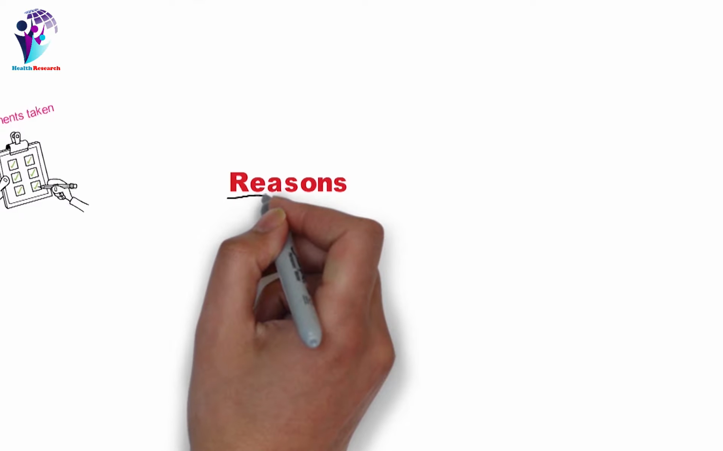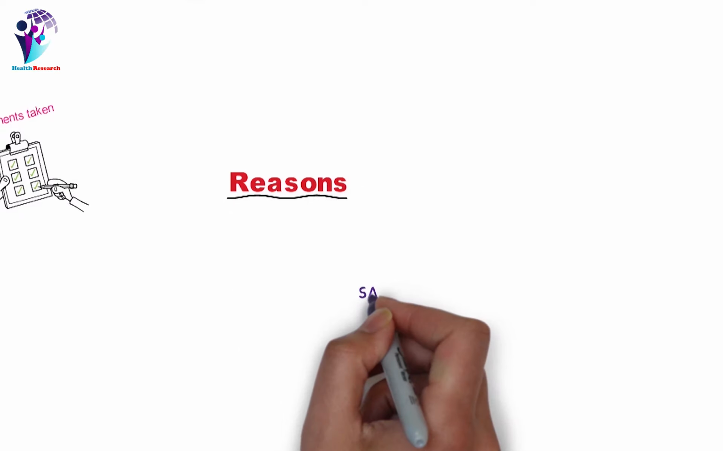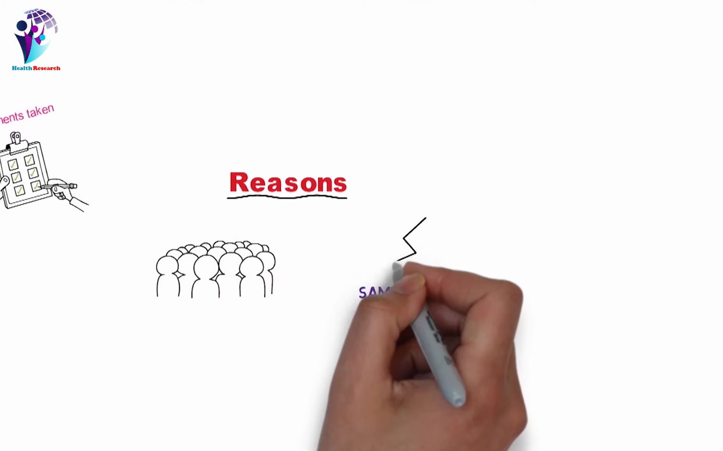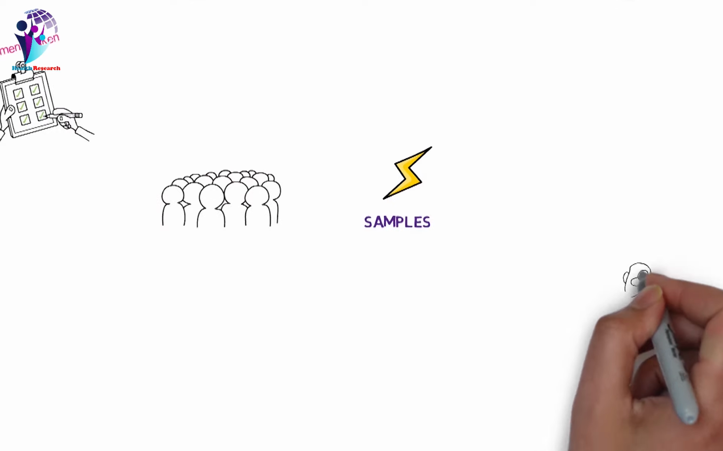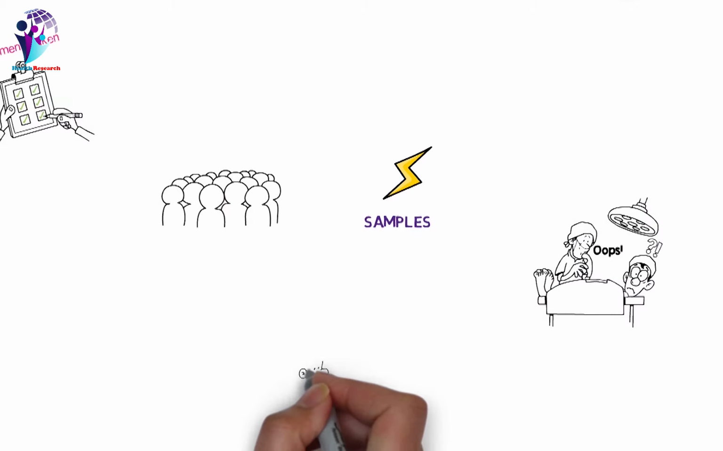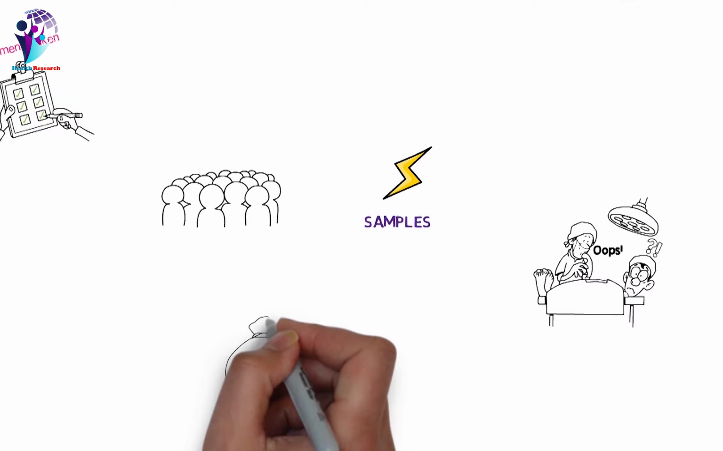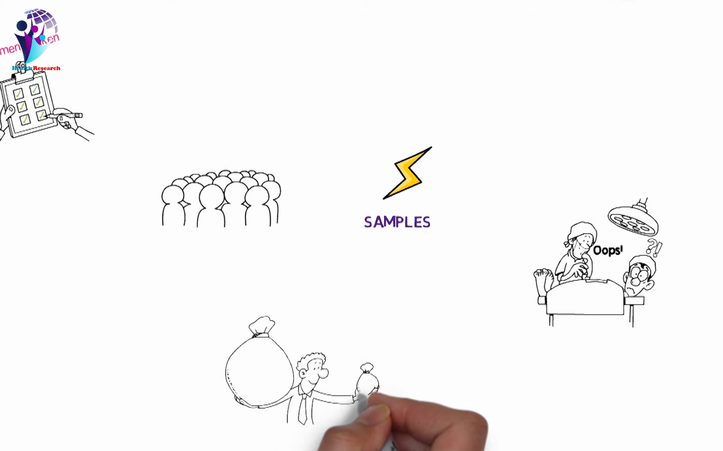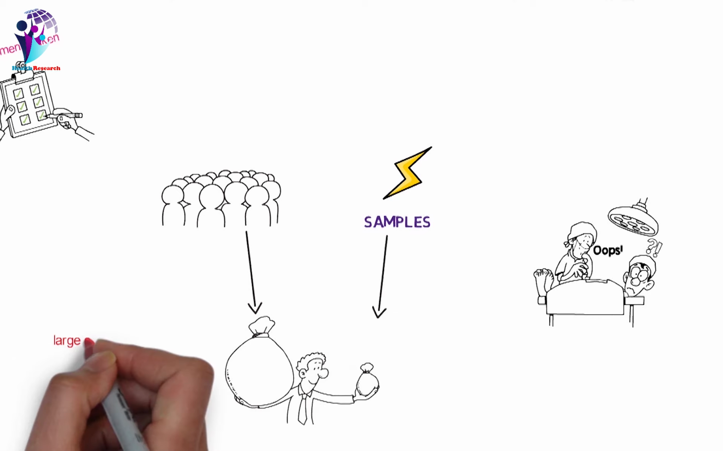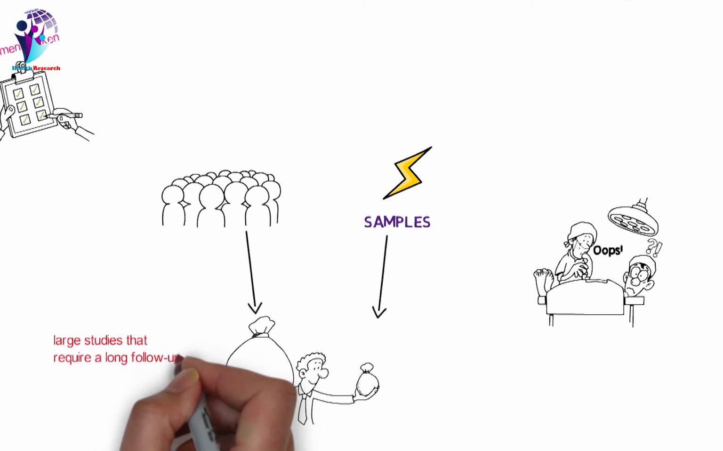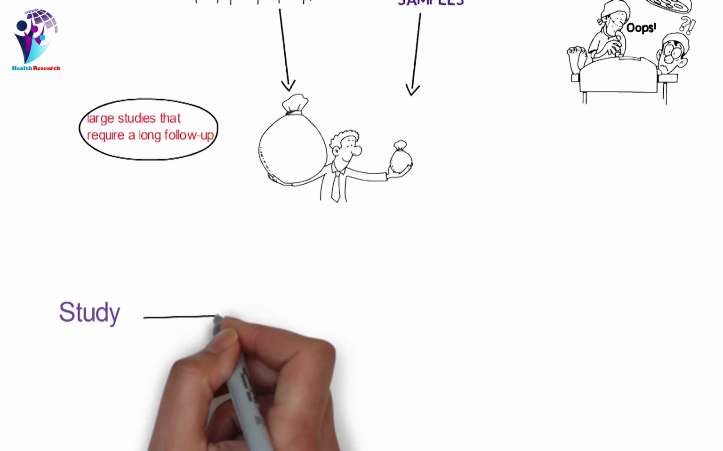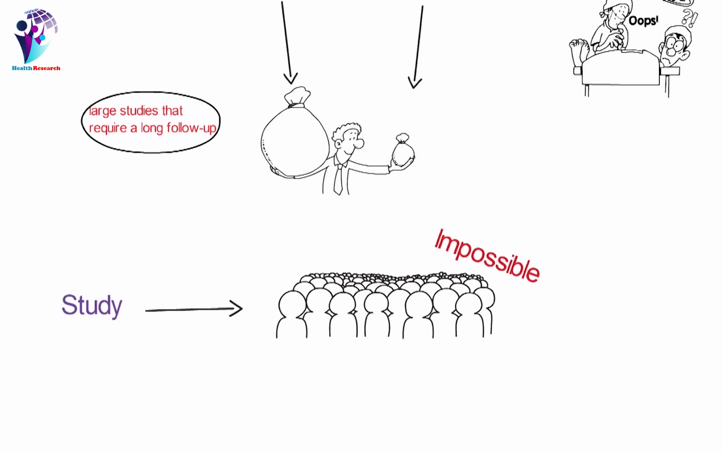Reasons for using samples. Samples can be studied more quickly than populations. Speed can be important if a physician needs to determine something quickly, such as a vaccine or treatment for a new disease. A study of a sample is less expensive than a study of an entire population because a smaller number of items or subjects are examined. This consideration is especially important in the design of large studies that require a long follow-up. Mostly, a study of the entire populations is impossible.